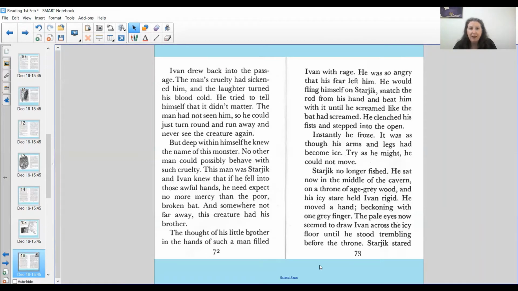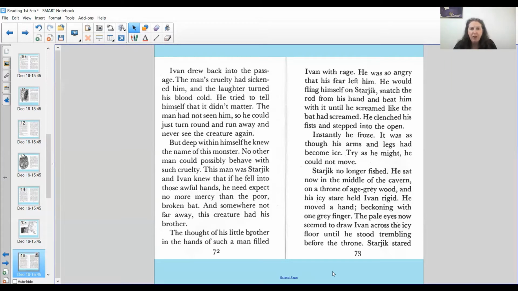Ivan drew back into the passage. The man's cruelty had sickened him, and the laughter turned his blood cold. He tried to tell himself that it didn't matter. The man had not seen him, so he could just turn around and run away and never see the creature again. But deep within himself, he knew the name of this monster. No other man could possibly behave with such cruelty. This man was Stargic, and Ivan knew that if he fell into those awful hands, he need expect no more mercy than the poor broken bat.